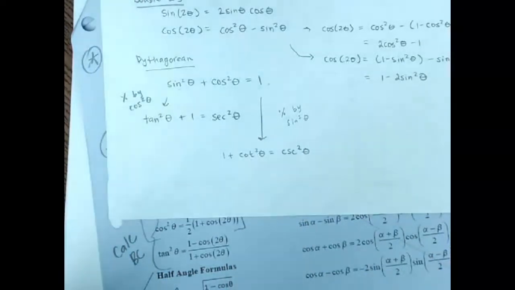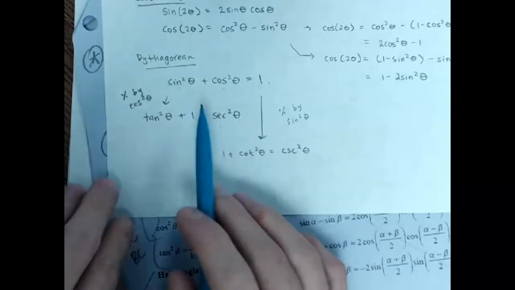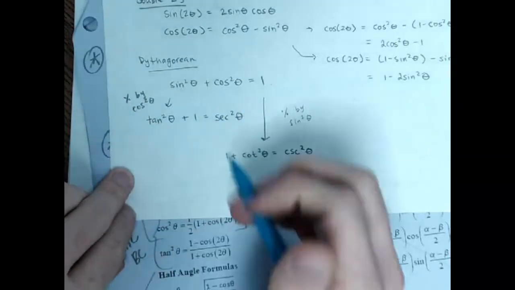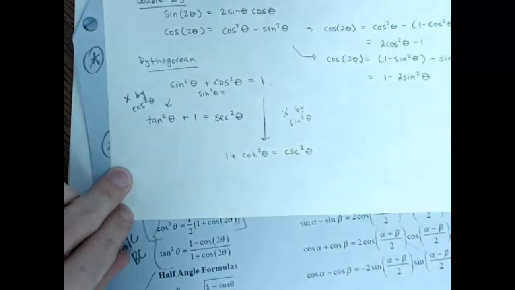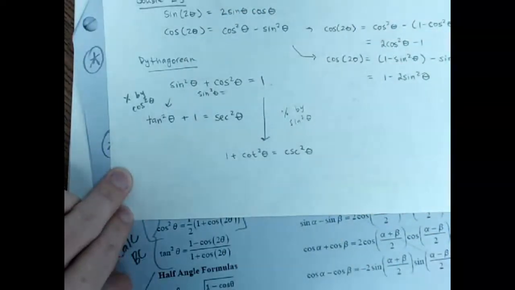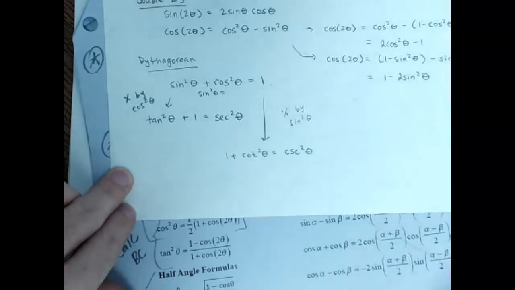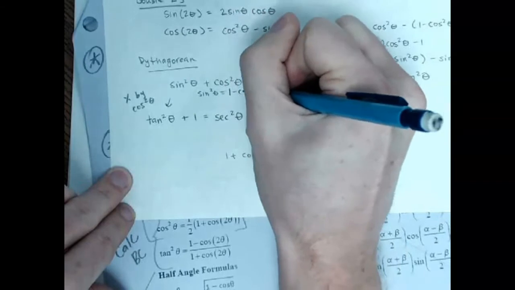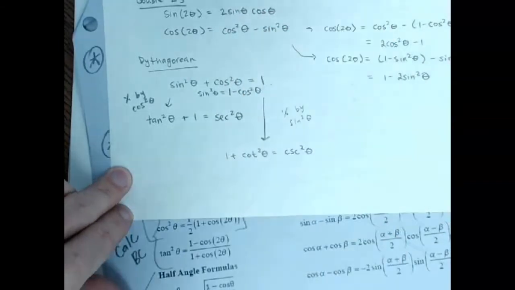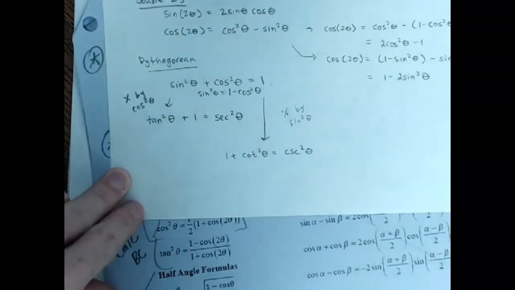And then you can also manipulate these a little bit. Let's go back here. I've got sine squared plus cosine squared equals 1. If I somehow needed to do a substitution, and I needed to get rid of the sine squared, that means you would have to get the sine squared by itself. So I'd have to take the cosine squared and subtract it over. So I know sine squared is equal to 1 minus cosine squared.